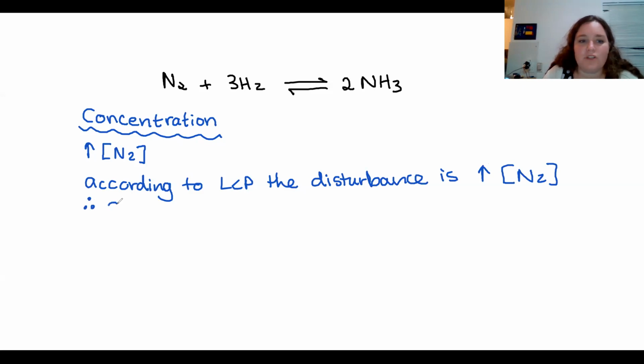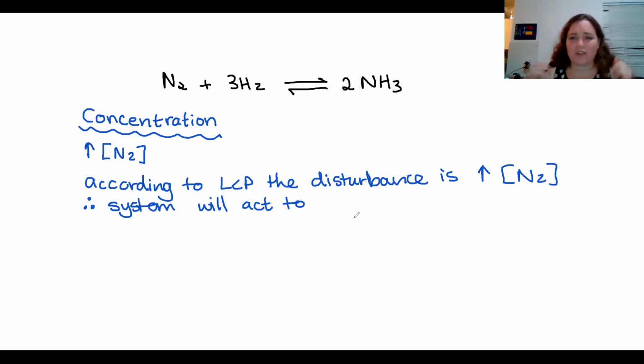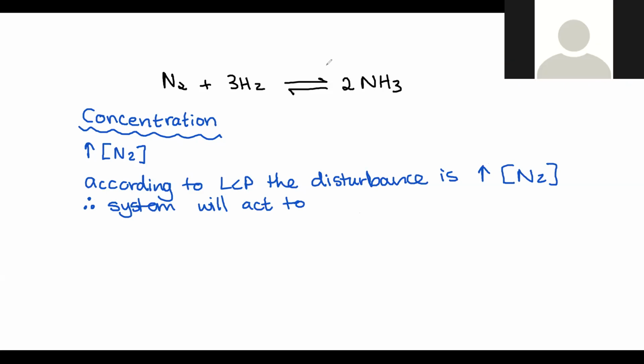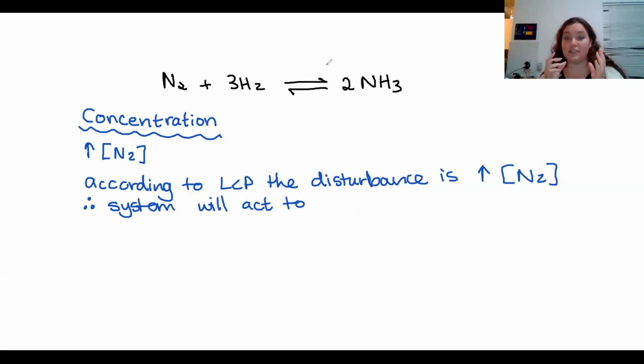Therefore, what does the system want to do? The system will act to, can anybody tell me, what will it do? Come on. The disturbance is that we increase nitrogen. What's it going to do? Okay. It's going to decrease the concentration. Guys, you're missing the point. Decrease. You've got to finish the sentence. The disturbance was increased concentration of nitrogen, so the system is going to decrease the concentration of nitrogen. You're not going to get away with just decrease.